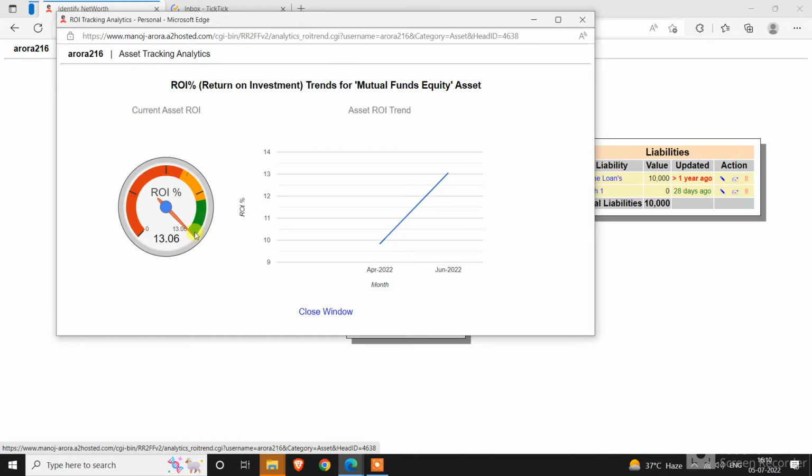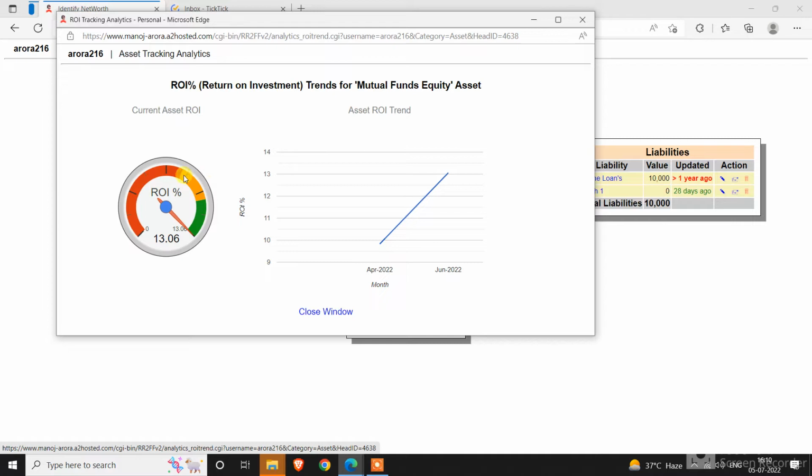Along with it, very important information is whether your current ROI is in the green, amber, or red zone. A green zone indicates that you are safely placed as far as returns from this asset are concerned. An amber zone would tell you that you've got to keep a watch that it should not fall further below. And red would tell you that you need an immediate discussion with your financial advisor. This is very, very important, and it is going to be different for different types of assets.